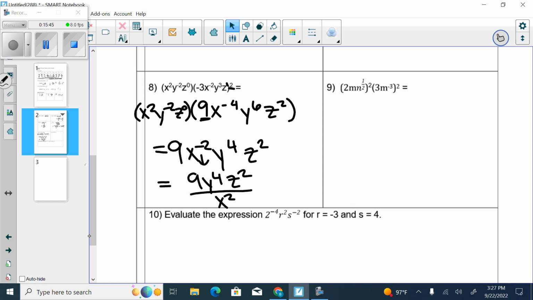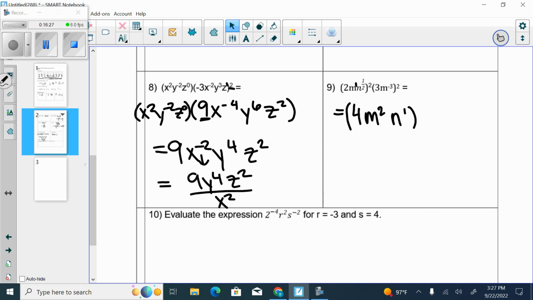Okay. Number 9, multiplying and power to a power. So we're going to take care of the power to a power first. So what is 2 squared going to be? 4. Good. All right. And then we said power to a power, we do what with those exponents? Multiply. So m didn't have one, so we know it's 1. 1 times 2 gives us 2. So I have m to the second. All right, for n, it's 1/2 times 2. What's 1/2 times 2? 1. Okay, so I have n to the first.